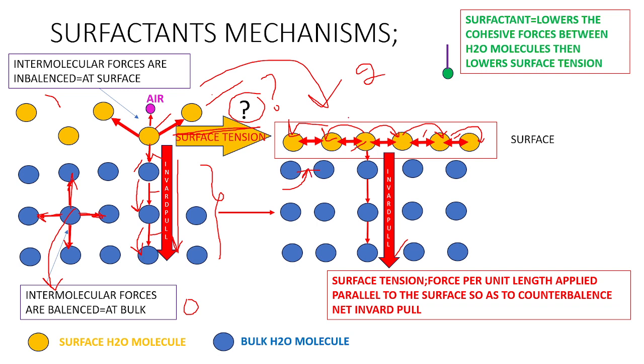So the next one is surfactants. Let's see how the surfactants will act. Now we have added the surfactants. The surfactant will break the bonds present between the two surface water molecules. There is a strong bond between the two surface water molecules that can be broken up by the surfactants. That is how the surfactants act: simply by breaking the strong bonds present between the surface molecules.